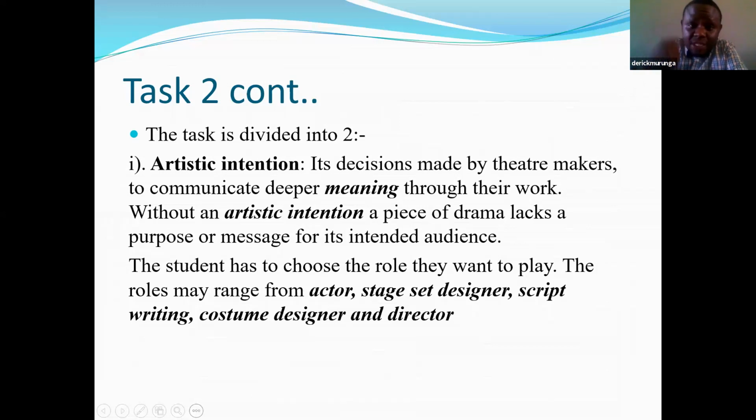Now, a student is supposed to take the motivation they have gotten from task 1 and use it to create their own artistic intention, which is independent of task 1, but it should be guided by the statement of inquiry. Again, in the artistic intention, the student is supposed to choose a role. Let's say they are doing a play and they're a group of maybe 5 or 7. So one of them should be an actor or actress. Another one should choose the role of stage designer. Another one should choose the role maybe of script writing, costume designer, or even the director.